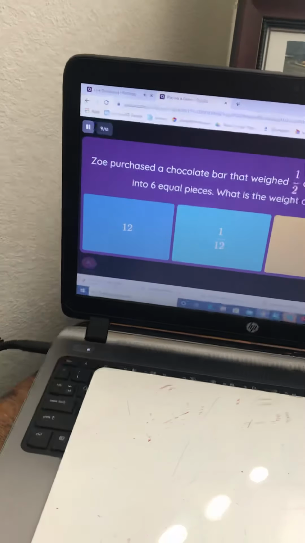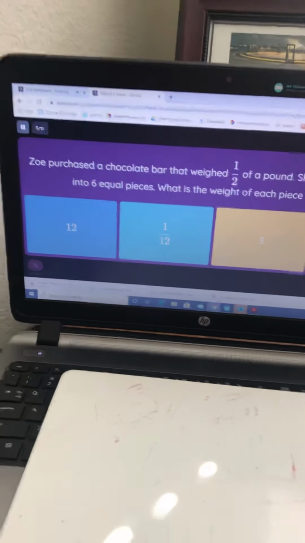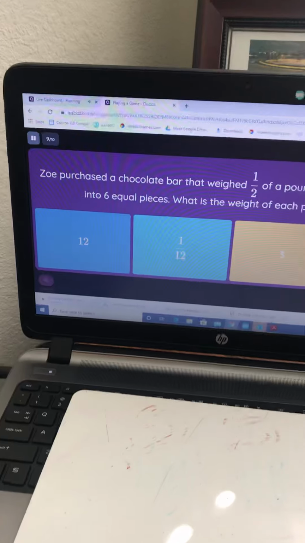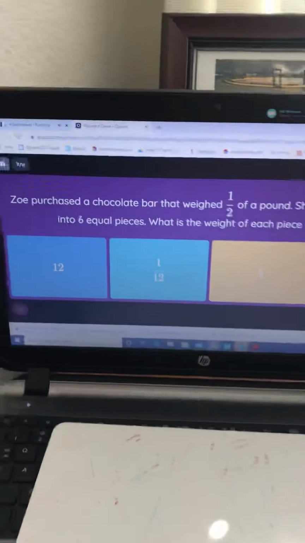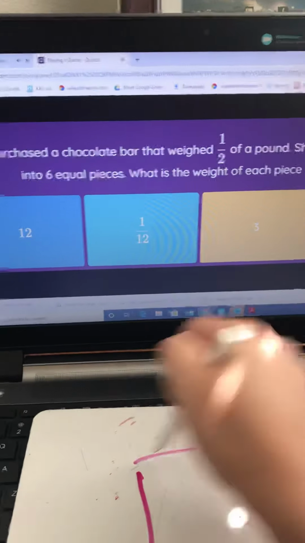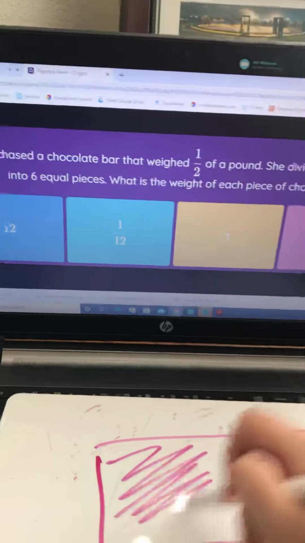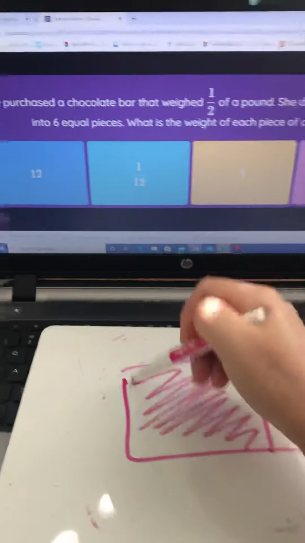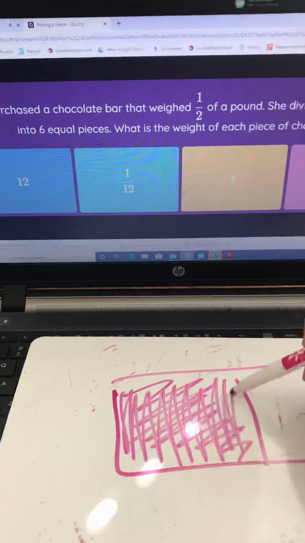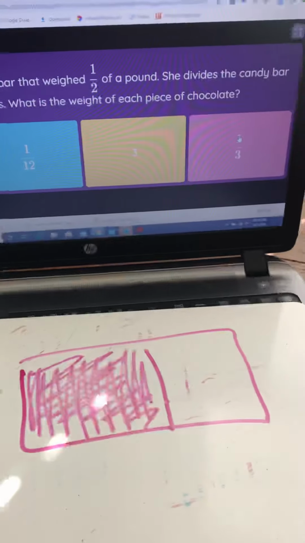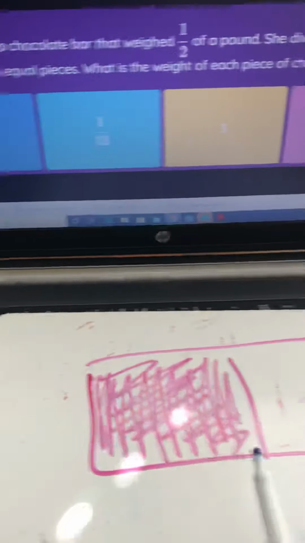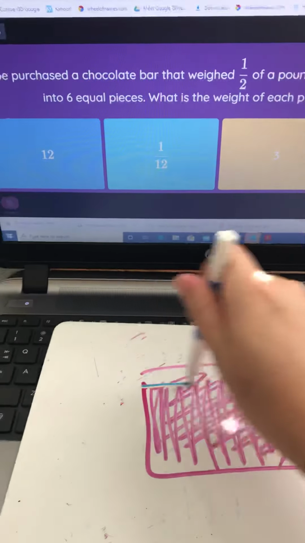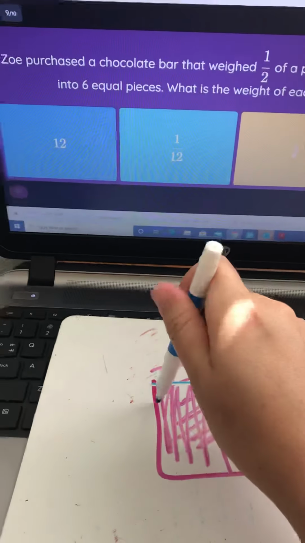Number 9, Zoe purchased a chocolate bar that weighed 1/2 pound. She divides the candy bar into 6 equal pieces. What is the weight of each piece of chocolate? Well, if she only starts with 1/2 pound of a chocolate bar, then I know my answer is going to have to be smaller than that because I'm going to be sharing this with 6 pieces. So I have half a candy bar. I'm going to go horizontally and divide it into 6 groups.